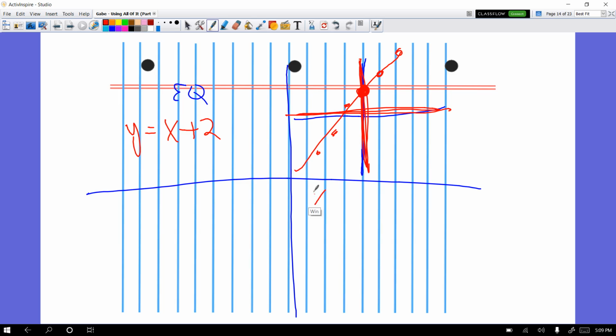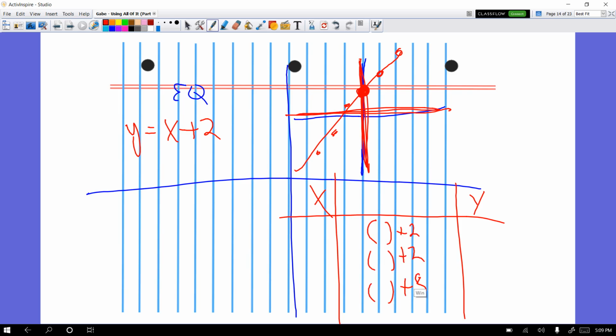For your table, all you got to do is x, y, substitute x plus 2, x plus 2, x plus 2. If you want to use 0, 1, 2, 3 as your x values, do it. I always encourage you to use 0. And then for down here, all you need is M, B, and positive or negative line. That's it.